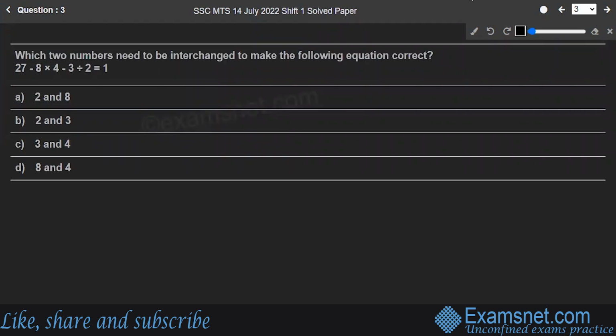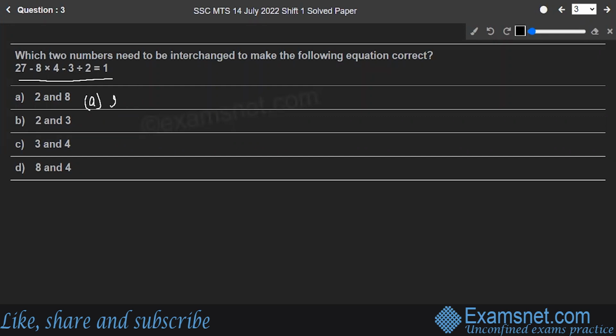Question number 3, which two numbers need to be interchanged to make the following equation correct? So this is the given equation. You have to find out which of A, B, C, D should be replaced in this given equation so as to get the answer as 1. Okay, so there is no other option. We have to fill in all the options one by one in the given equation and check which one stands valid. So very first one, 2 and 8.